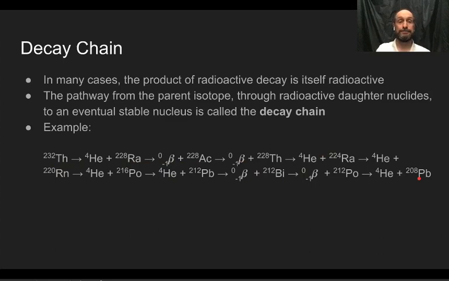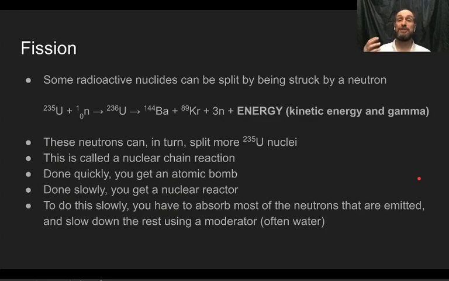Now, some radioactive nuclides can be split by being struck by a neutron. Probably most famous of these is uranium-235. If you hit it with a neutron, you form uranium-236. That uranium-236 is very unstable, and it decays via a different process called spontaneous fission. Fission just means to split. And in the case of uranium-236, it can split into a number of different daughter isotopes here, but probably the most common is an isotope of barium, an isotope of krypton, additional neutrons, and a whole bunch of energy, both kinetic energy in the form of these daughter nuclides that are very energetic, have got a lot of kinetic energy, but also gamma radiation.